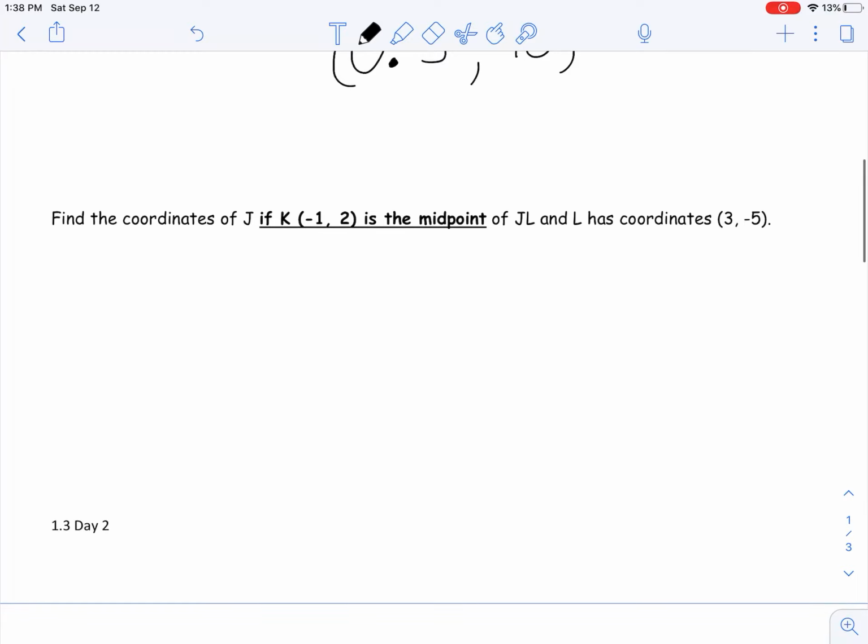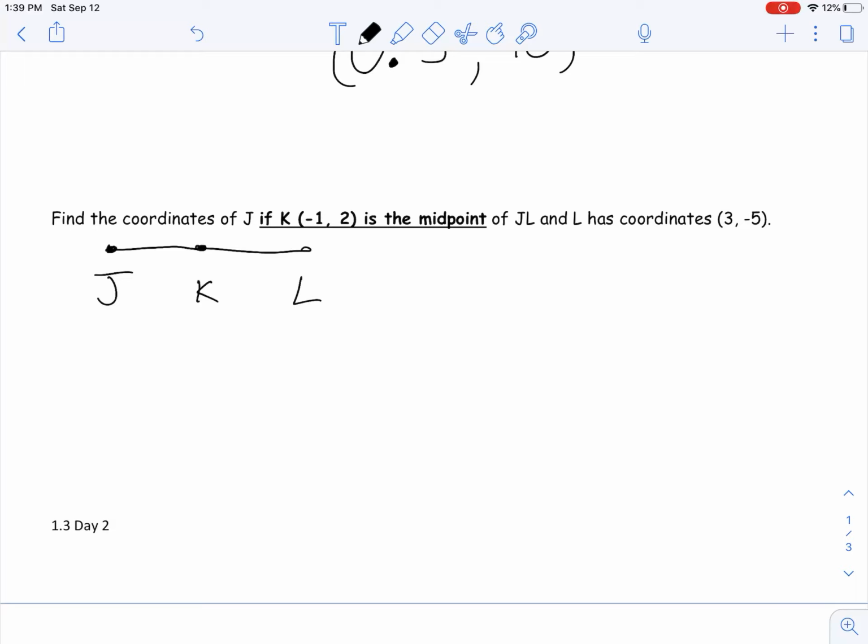Moving on. So now it says find the coordinates of J if K is a midpoint. So I'm actually going to draw this out because it's going to be really tough to see if I don't draw it out. And a lot of people get this confused because they just completely skip the directions and go right to the points and try to find the average of the points. But you'll see that you do it wrong if you do that. K is the midpoint, and the line is JL.